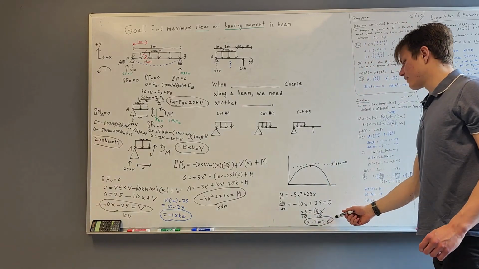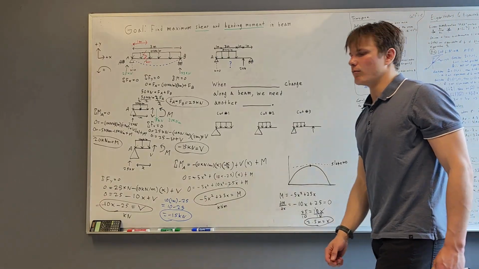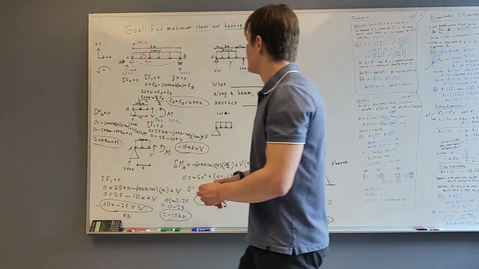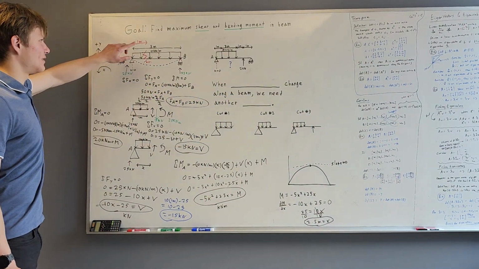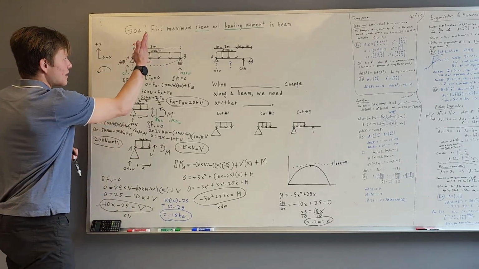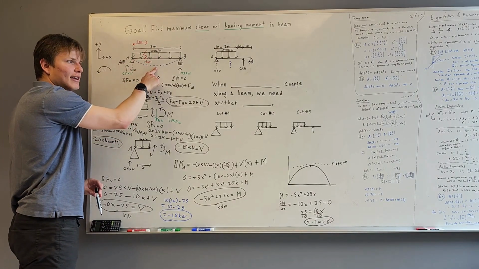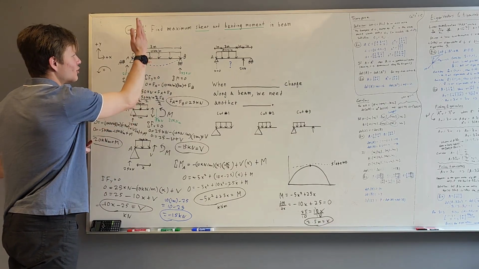And this right here is the location of the maximum moment, which we can see 2.5 meters is exactly half of the length of our beam, which makes sense because half of this distance is right through the center of the beam, which is where we're going to get the largest deflection. And due to symmetry, it makes sense that the moment is going to be straight through the middle.